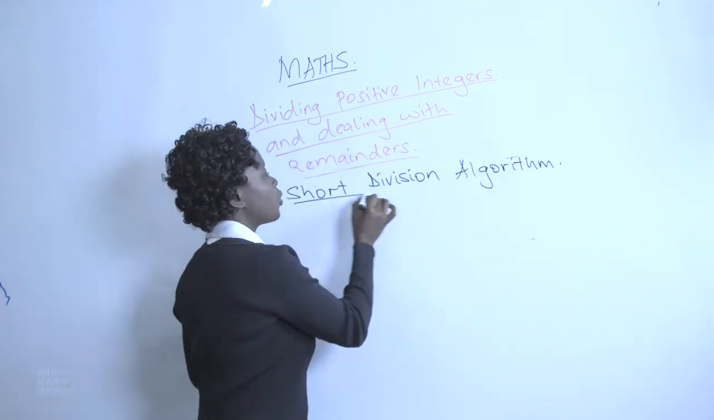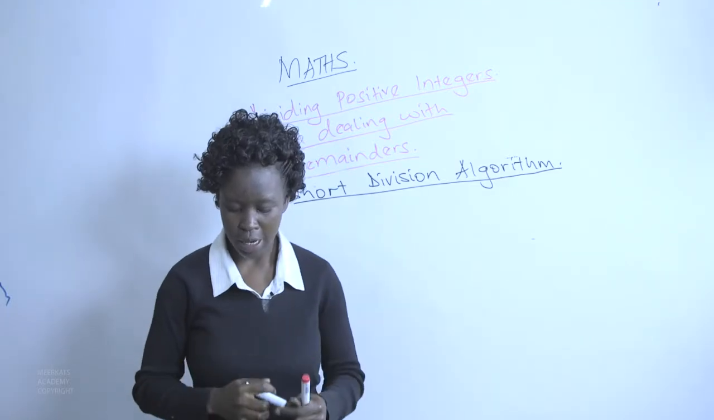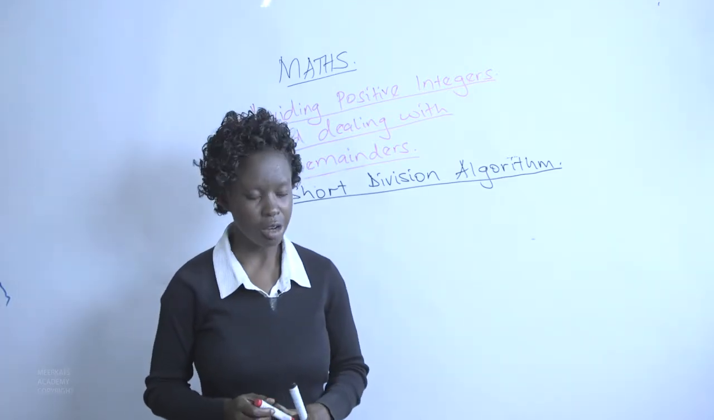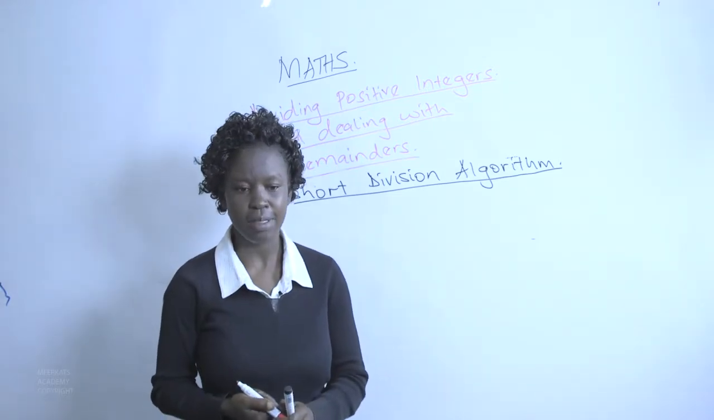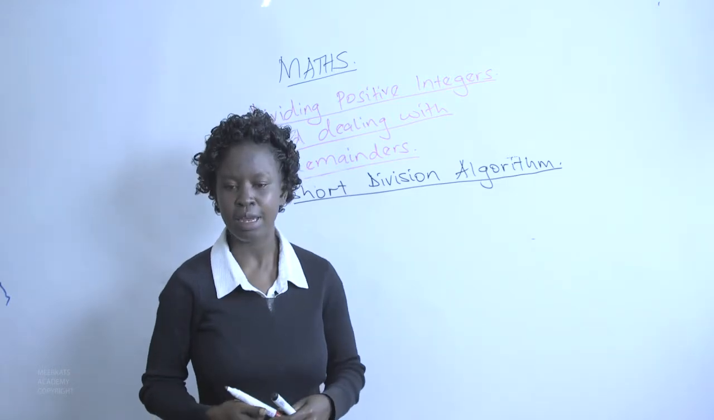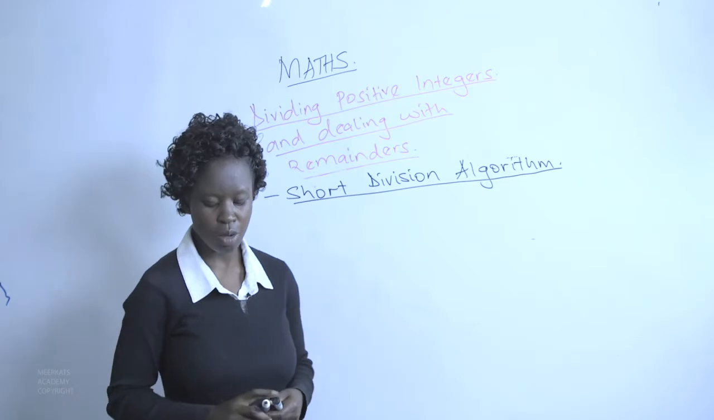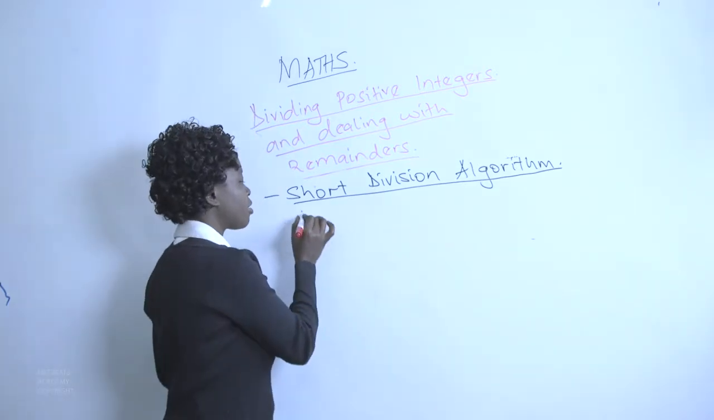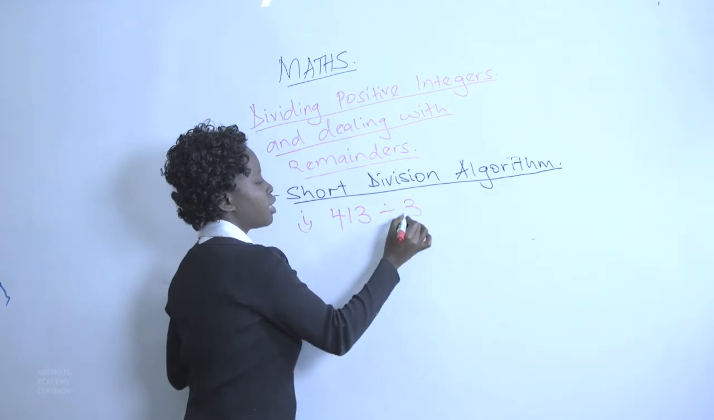So we simply go through the short division algorithm process, and we'll look at it by simply looking at the examples that we have, so that we get to understand what is the division process that we need to go through. So we have the first example, that is 413 divided by 3.